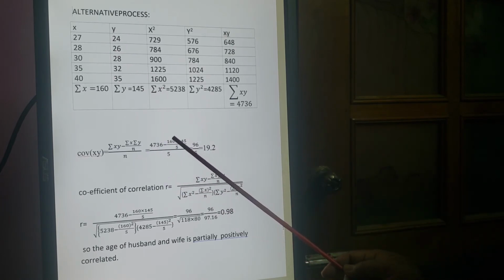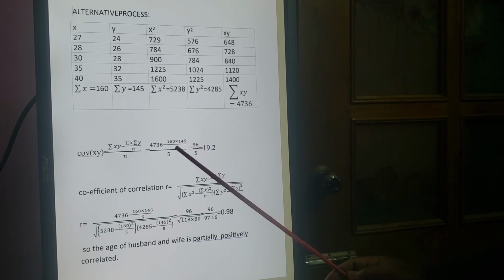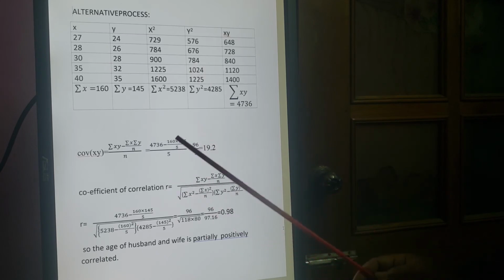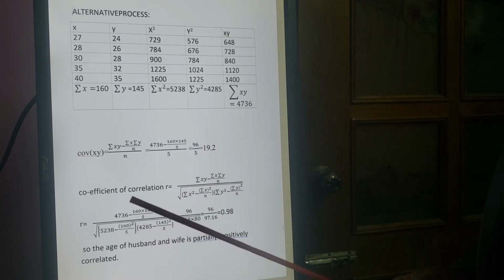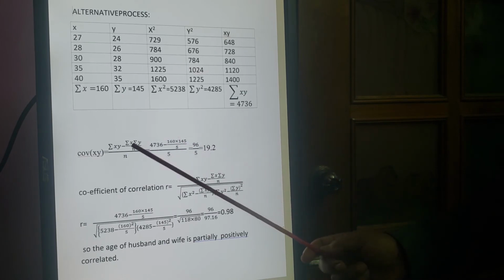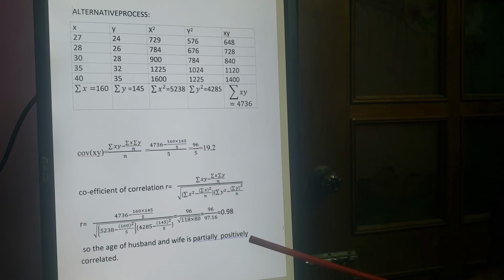You calculate this, divided by 5, minus 4736, minus this, divided by 5, and you get 19.2. So the covariance in our previous math was also 19.2. Same thing. So it is also proved that the shortcut method and the previous method give the same answer.